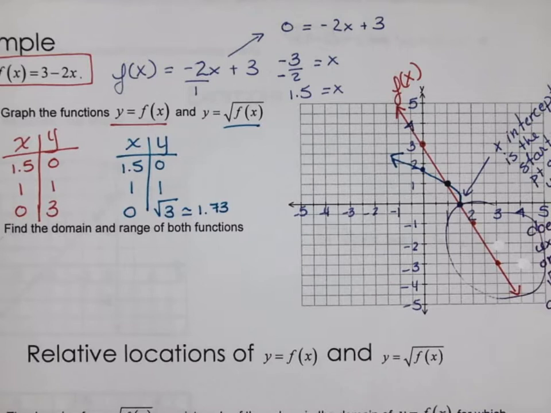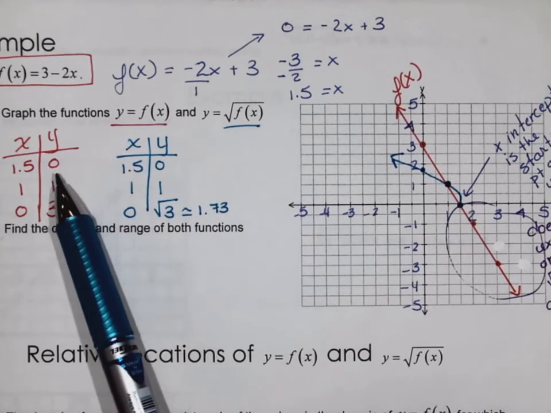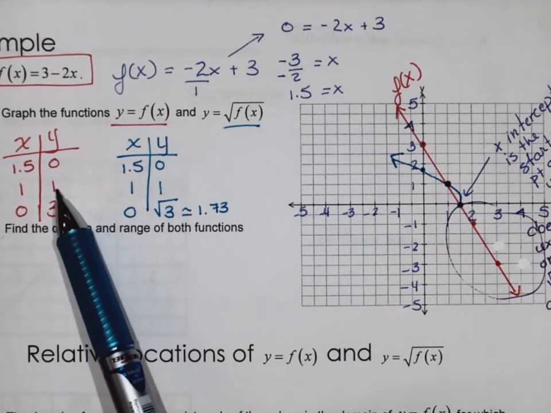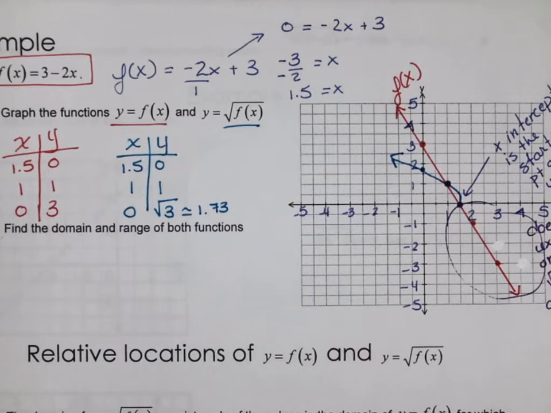Okay. So what points are going to be shared between the function graph and the root graph? What points are invariant points? Remember what invariant points are? They don't change between the parent graph and the transformed graph. So it's going to be where my y is 0, and where my y is 1, because those are the only two values that when I square root them, they're the exact same. Everybody understand that? Okay, good.